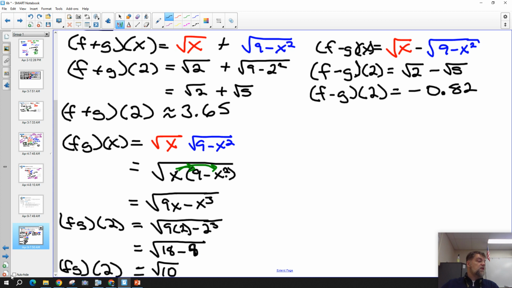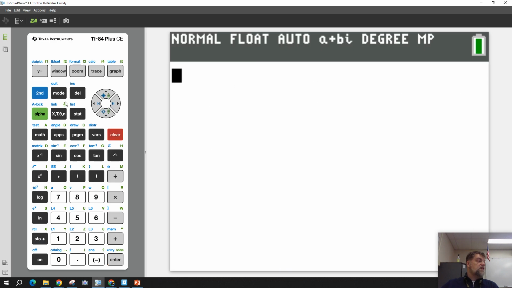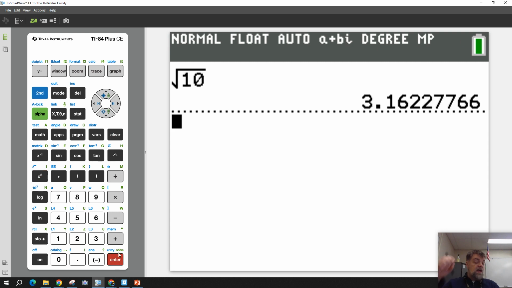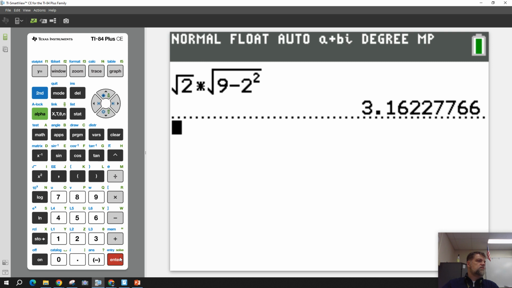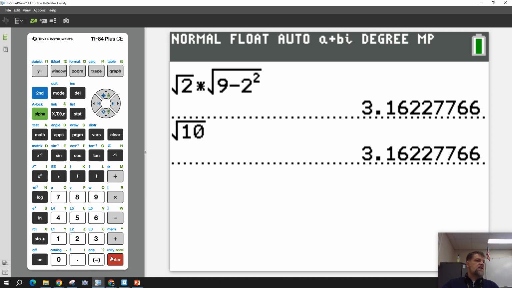This should be 2 to the 3rd power, and then that will give you the 8. All right, cool. So let's plug the right thing into the calculator. So we're going to say the square root of 10. Okay. Now remember, that's the same as f of x, which is just the square root of x, or in this case, we're just going to say the square root of 2, right, times the square root of 9 minus 2 squared. And then we said that our final answer, I accidentally deleted it, was the square root of 10.